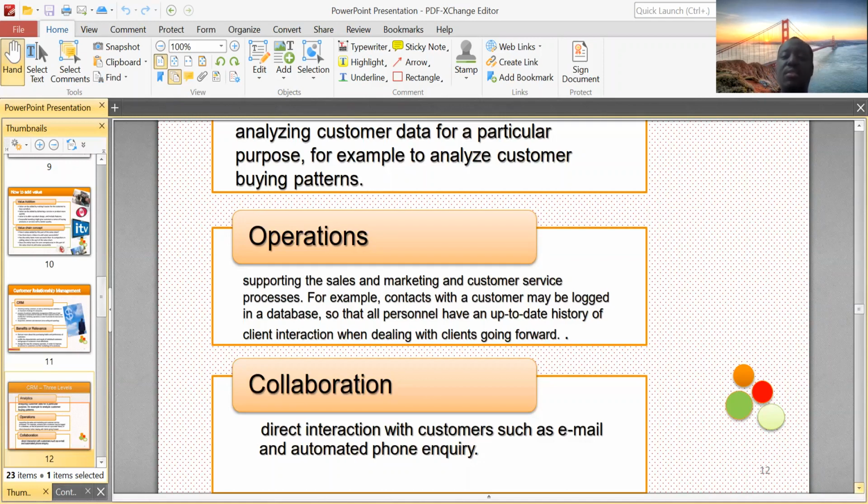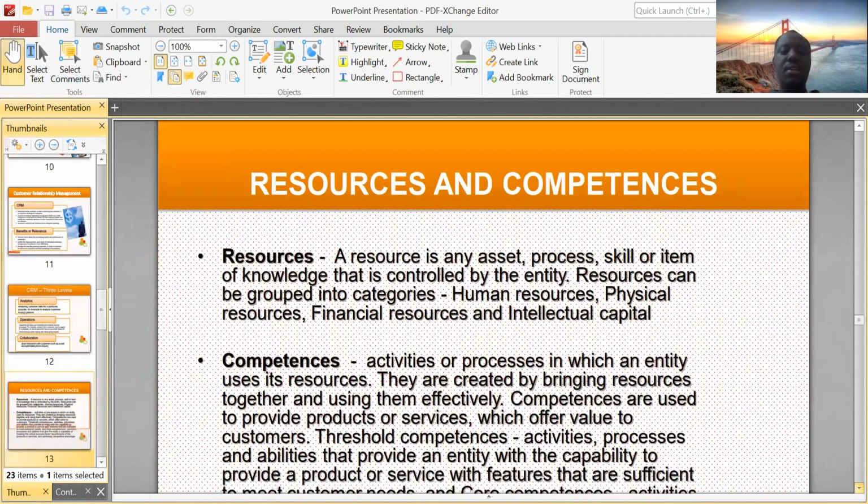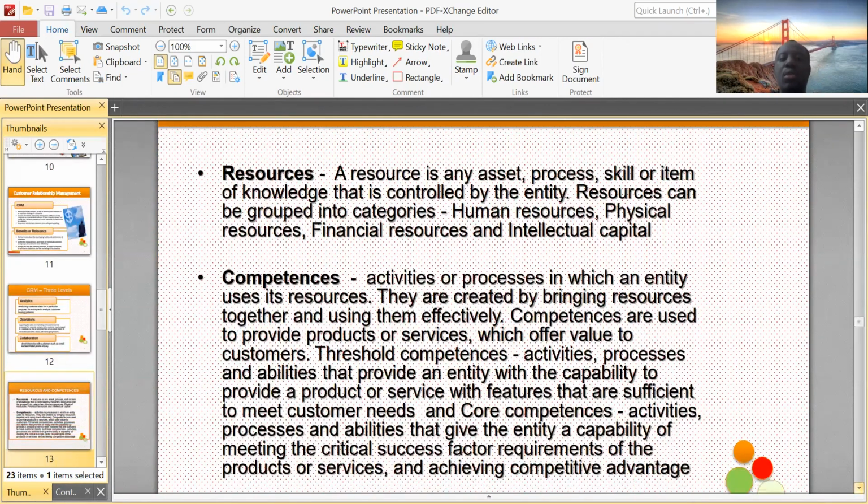You are supporting the customer service processes. You are supporting the sales processes. You are supporting the marketing processes. You also have collaboration, which is direct interaction with customers. It could be through email. It could be through phone inquiry. You are having direct interaction with your customers. Very, very key. So let's talk about resources and competencies.